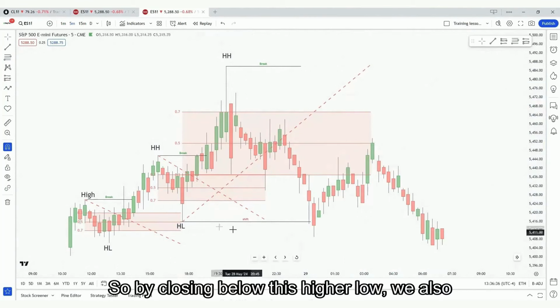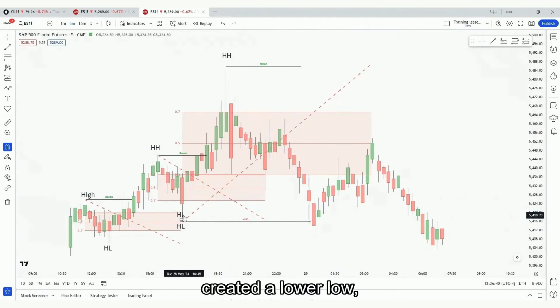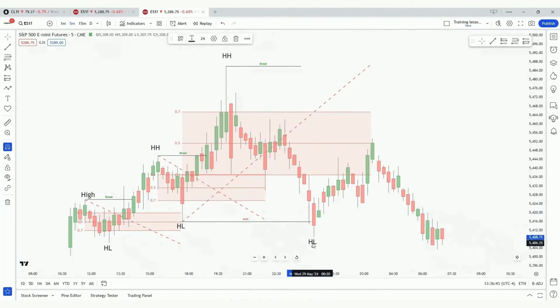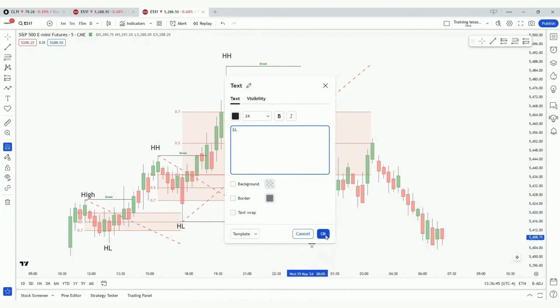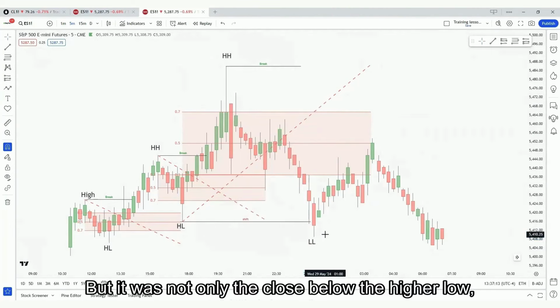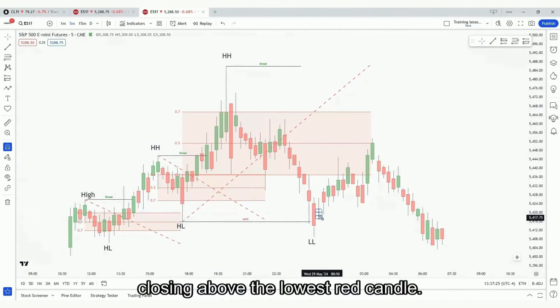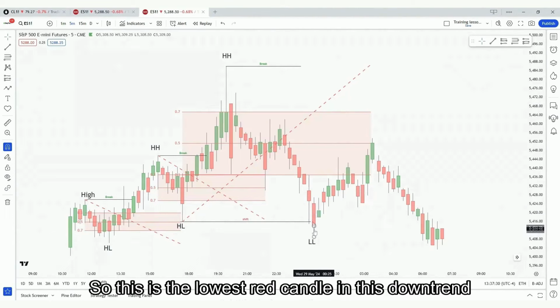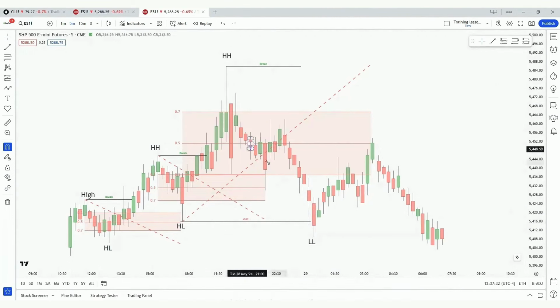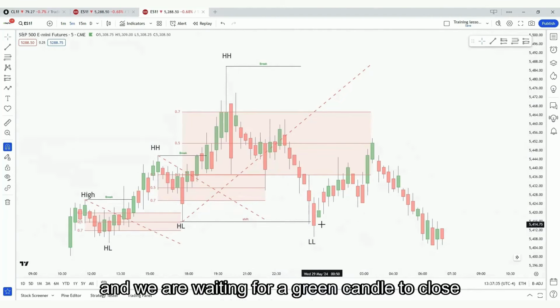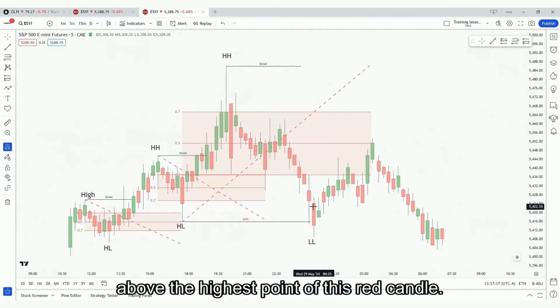So by closing below this higher low, we also created a lower low. But it was not only the close below the higher low. We also need to see in a downtrend a green candle closing above the lowest red candle. So this is the lowest red candle in this downtrend.